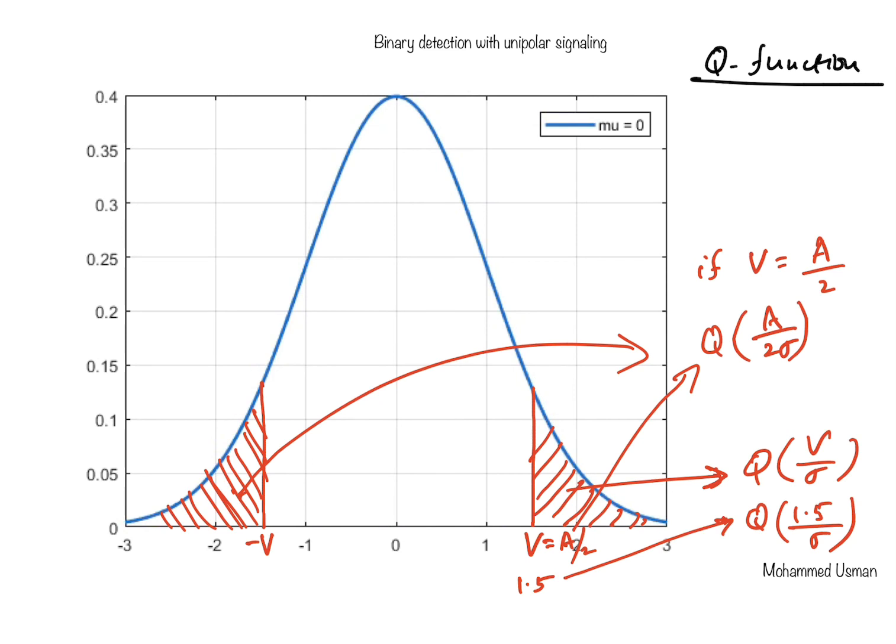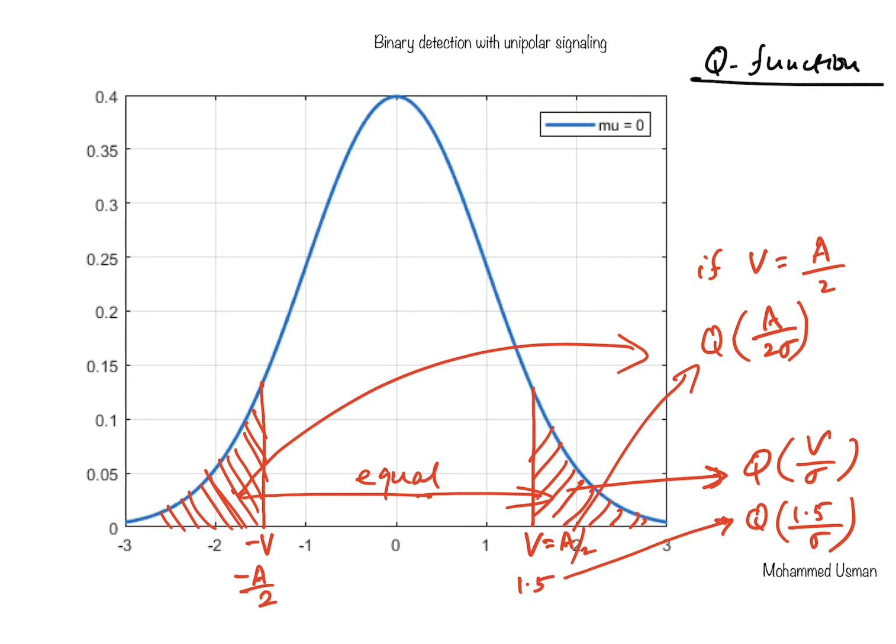So if it's minus a by 2 here, then the area here is the same as Q of a by 2 sigma, right? So these areas are the same. So this is equal to this one. So they are equal due to the symmetric nature of the Gaussian PDF. And again, this is something which we would be using in computing the error probability for our analysis.